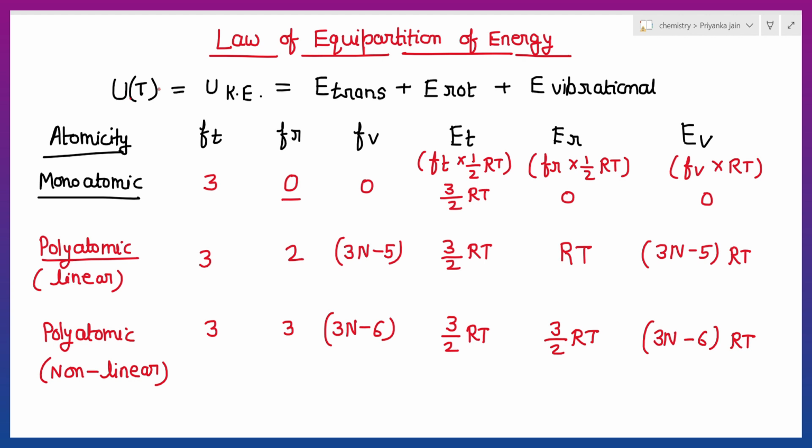How can you find out? See here, I am giving you one example. Suppose we have taken an example of helium. Helium is monoatomic, so here the translational degree of freedom will be equal to 3, the rotational degree of freedom will be equal to 0, and the vibrational degree of freedom will be equal to 0.